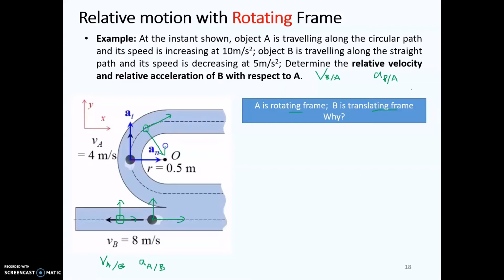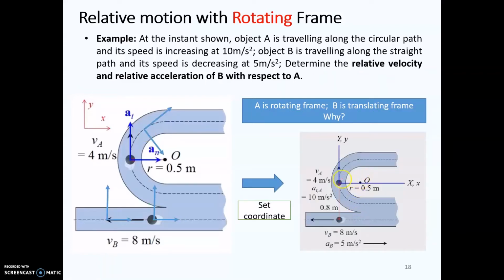Let's set the coordinate for O, A, and B here. So we know O is fixed, therefore you have a fixed reference frame, which is capital X and capital Y. Since A is rotating, you have a rotating frame with small letters x and y. And then we want to measure the velocity at B with respect to the rotating frame A, and also find the acceleration of B with respect to A.